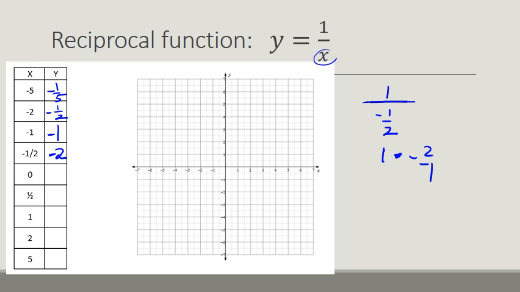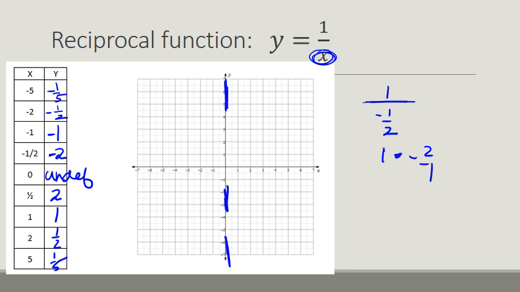If I were to put 0 in the denominator, it's going to be undefined. So we're going to have an asymptote here. Okay, it's undefined. There's going to be nothing there. If I put in 1/2, I'm going to get 2, then 1, 1/2, and 1/5.